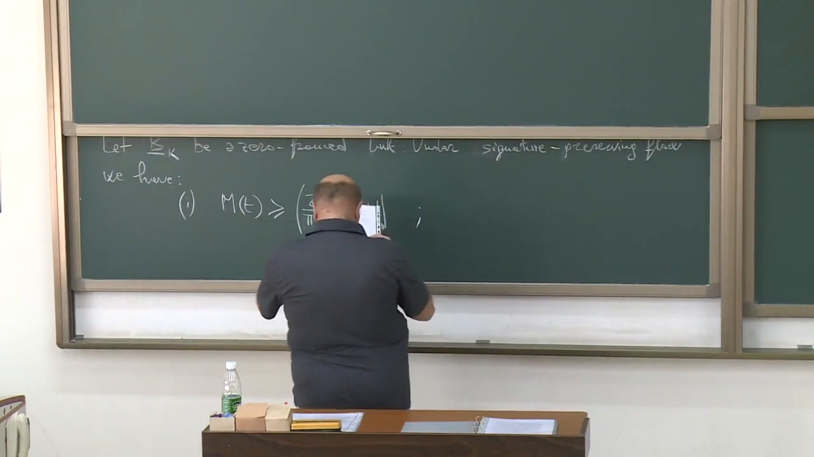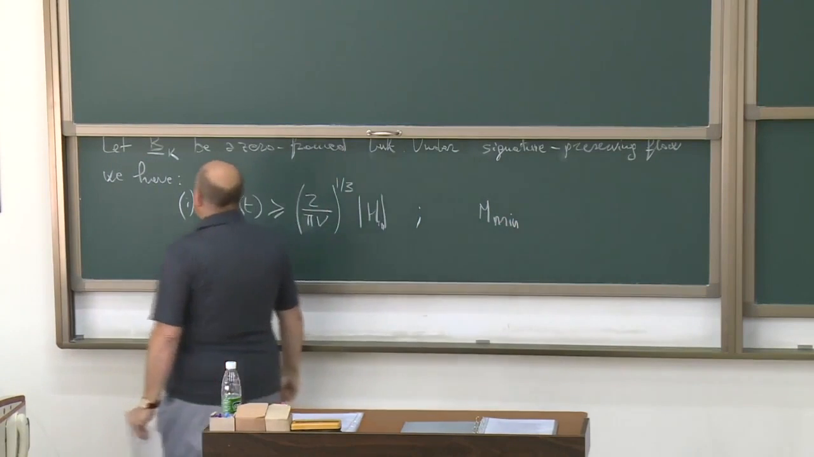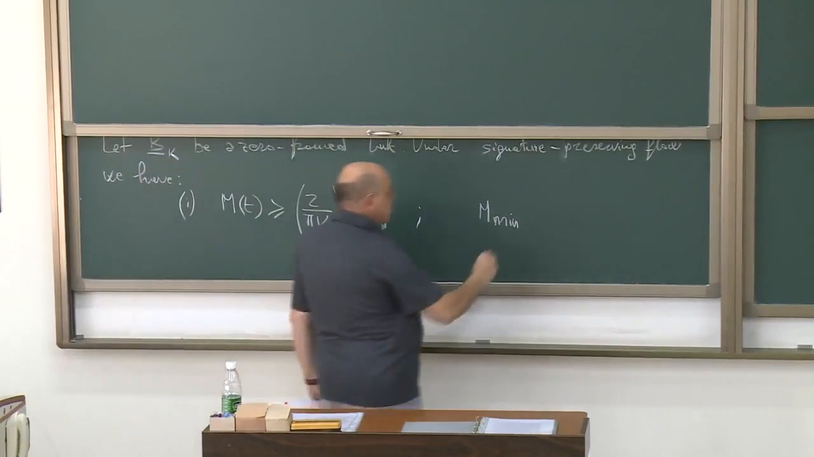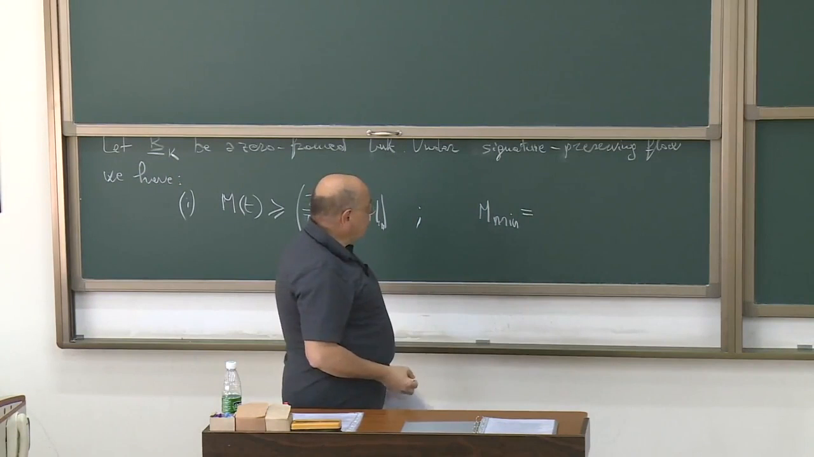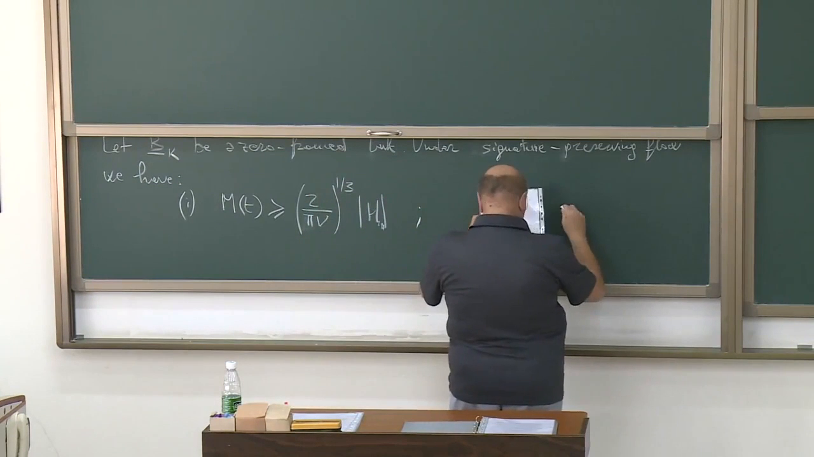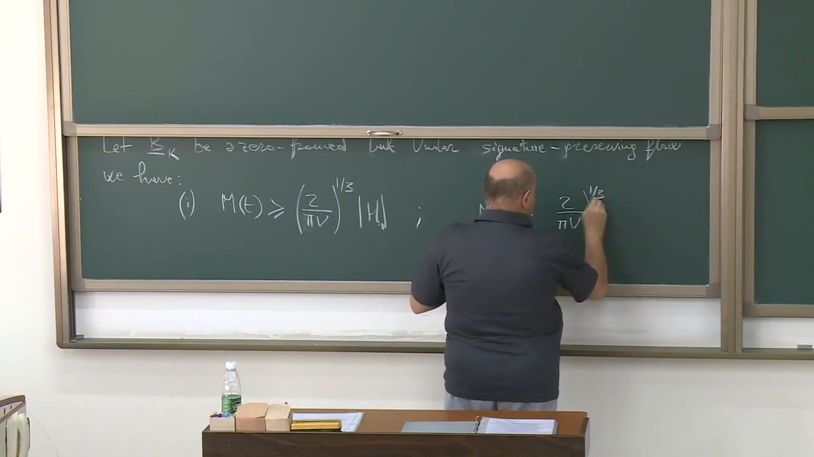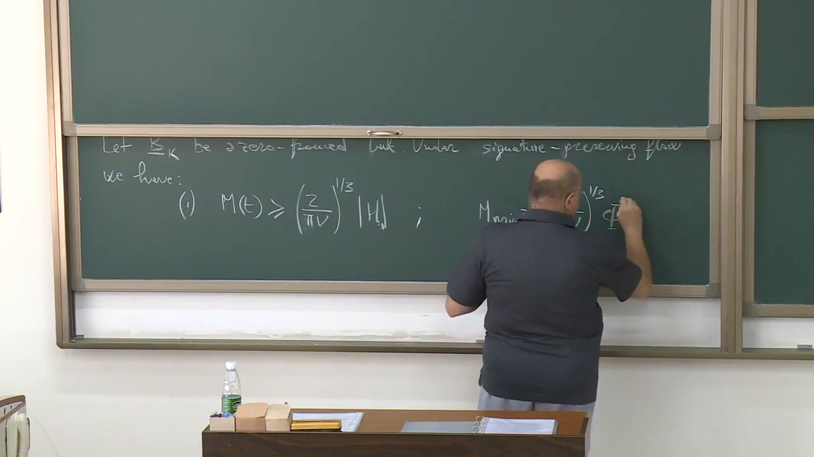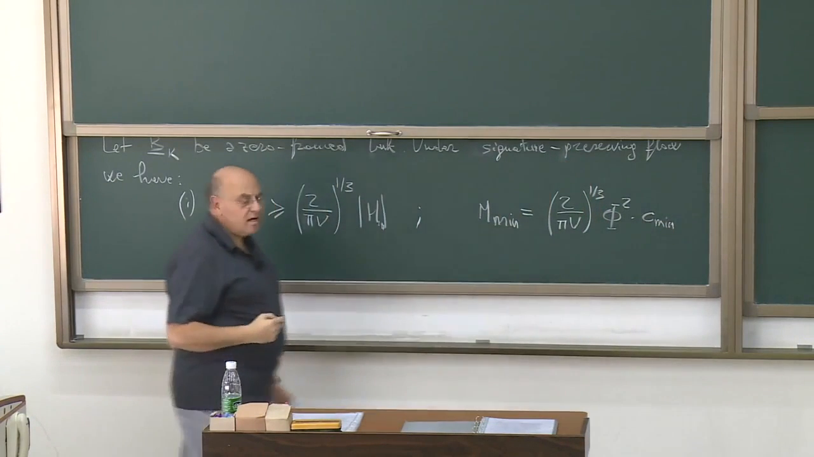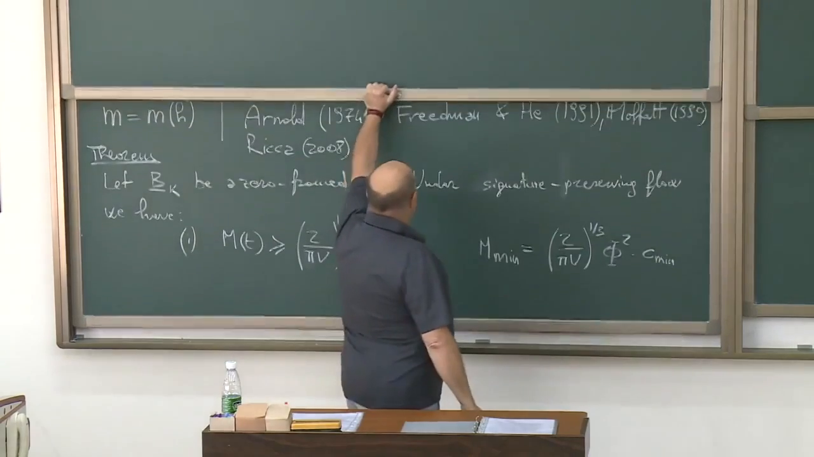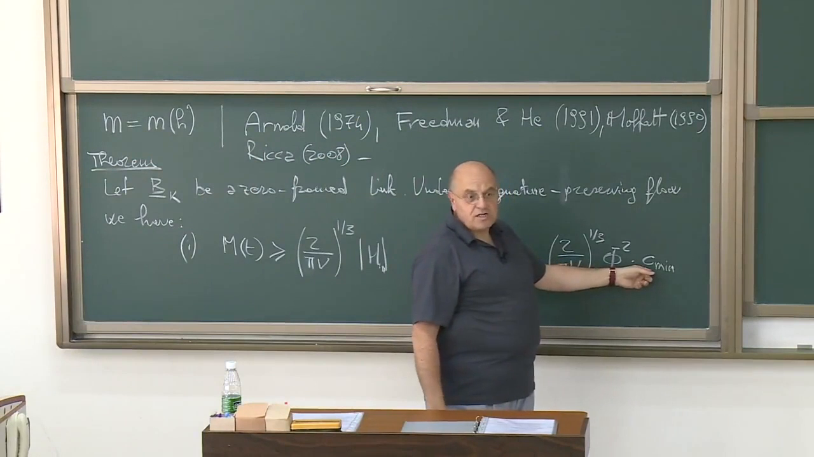And the second information was M min. We had this M function, dimensionless function, left undetermined, and we can now say that this is pi V to the one third times phi squared times C min. So the little m, if we set h equals 0, this function is a topological crossing number.